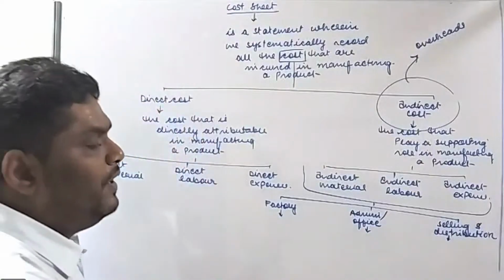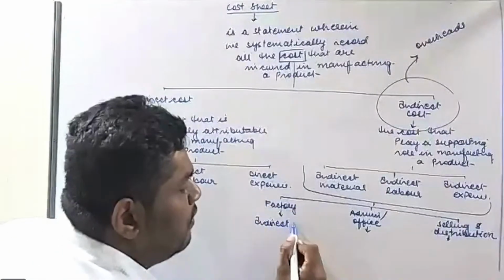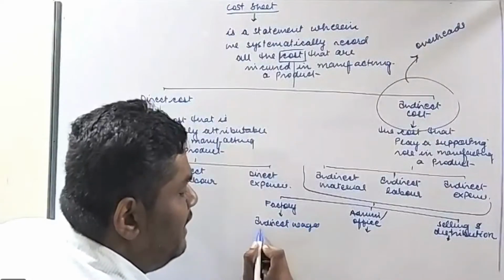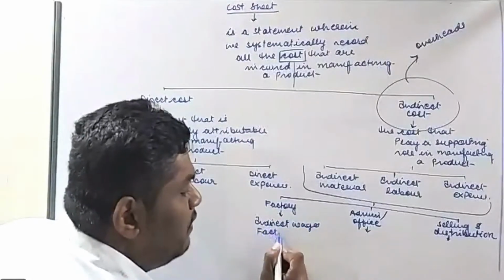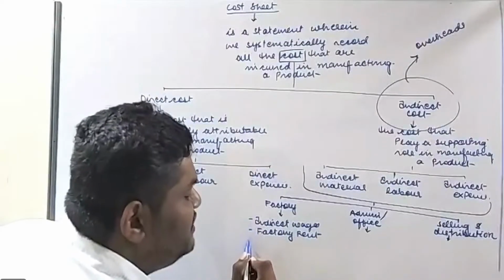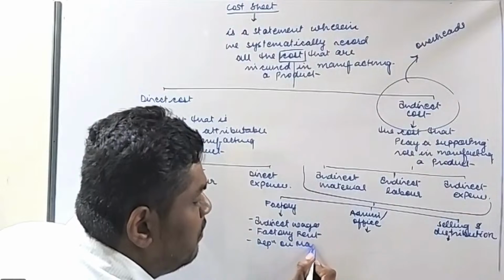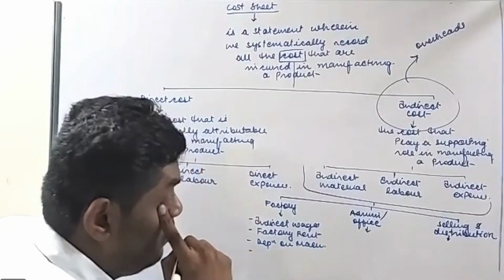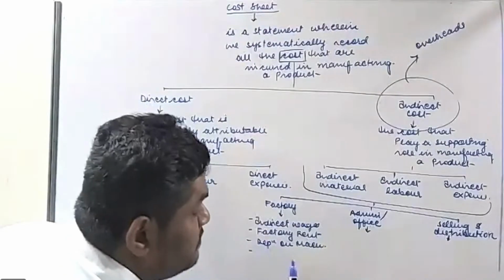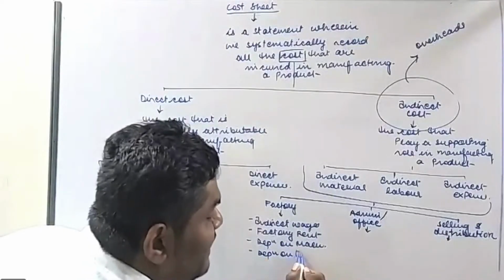So when talking about at factory level, it can be indirect wages. It can be factory rent. It can be depreciation on factory, depreciation on machinery. It can be depreciation on factory building.